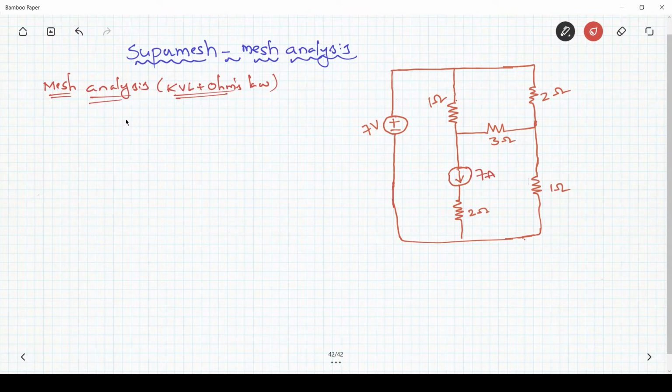In this video, I am going to explain the super mesh concept, which comes under mesh analysis. This circuit comes under the super mesh concept. Whenever a current source is present between two meshes, then we have to apply the super mesh concept.